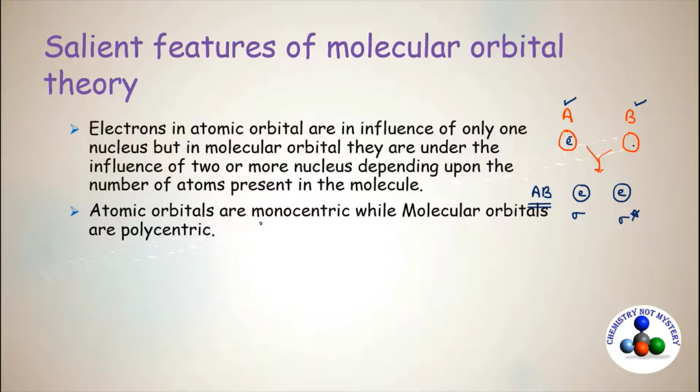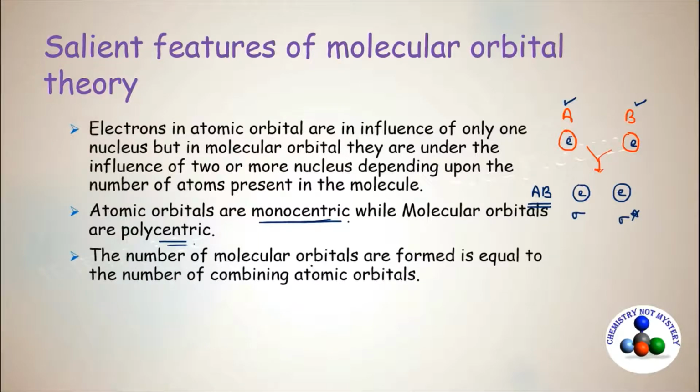Atomic orbitals are monocentric while molecular orbitals are polycentric. As I just explained, the electron in this atomic orbital is under the influence of A only, and the electron in this atomic orbital is only under the influence of B. But here, this electron is under the influence of A as well as B. That's why it is a polycentric molecular orbital, while atomic orbitals are monocentric.